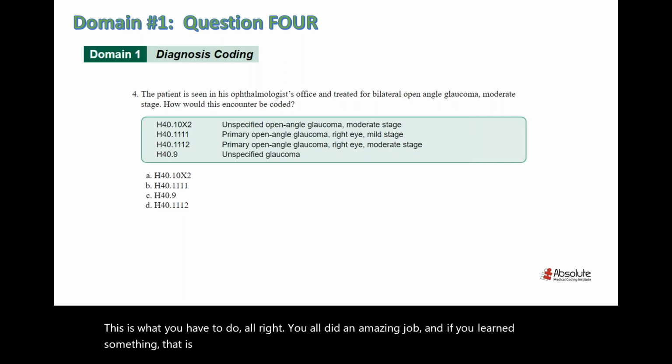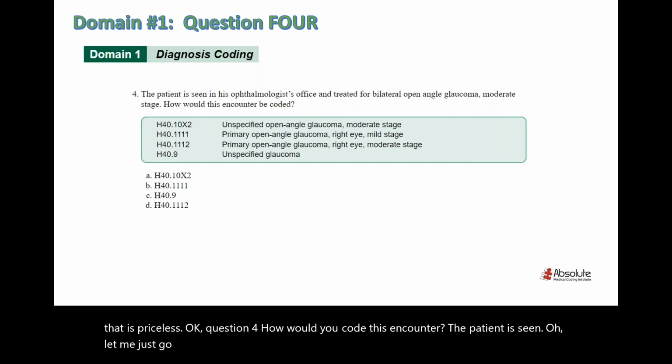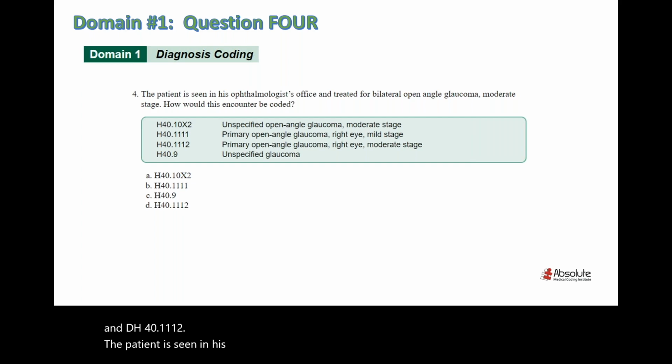Okay. Question 4. How would you code this encounter? The patient is seen. Oh, let me just go ahead and say the answers. A, H40.10x2, B, H40.1111, C, H40.9, and D, H40.1112. The patient is seen in his ophthalmologist's office and treated for bilateral open angle glaucoma, moderate staged.